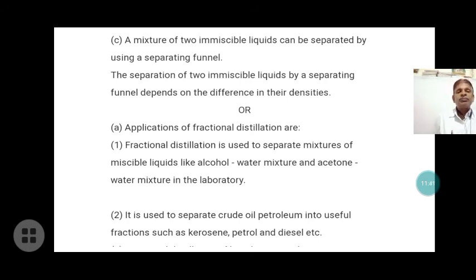Fractional distillation is used to separate mixtures of miscible liquids like alcohol and water, and a mixture of acetone and water. It is used to separate crude oil, petroleum, into useful fractions such as kerosene, petrol and diesel. These are the basic differences between distillation and fractional distillation, and the applications of the distillation process.